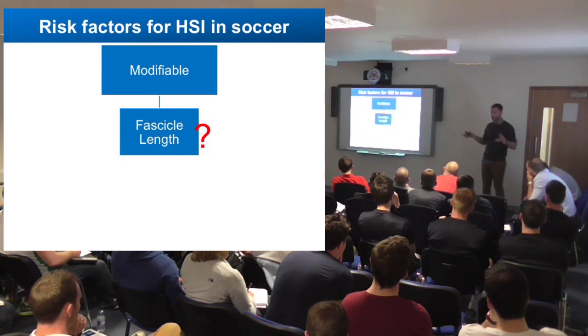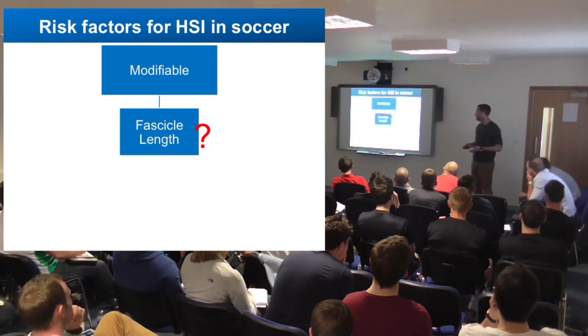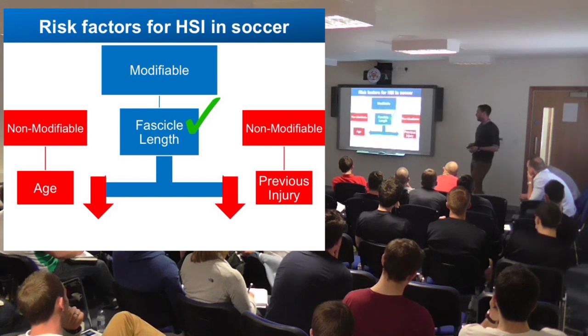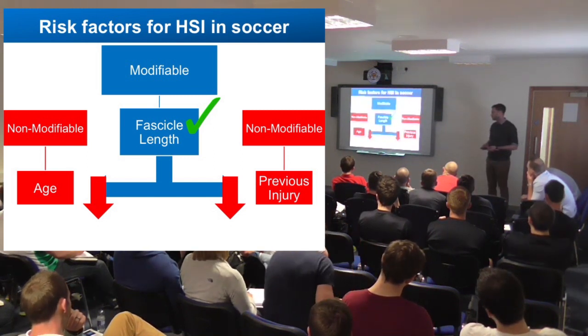You can get a bigger muscle, you can also change the size of the muscle, you can also change how the architecture is orientated. And that can be offset and allows us to reduce the risk of injury associated with being old and having a previous injury as well.